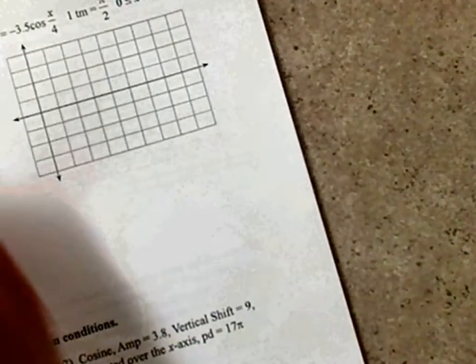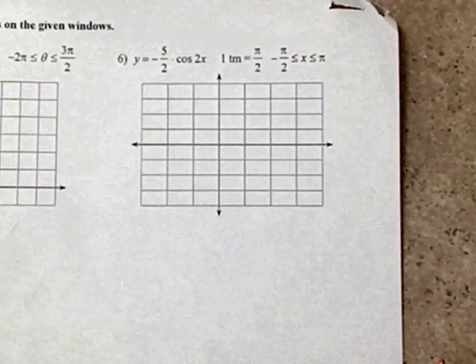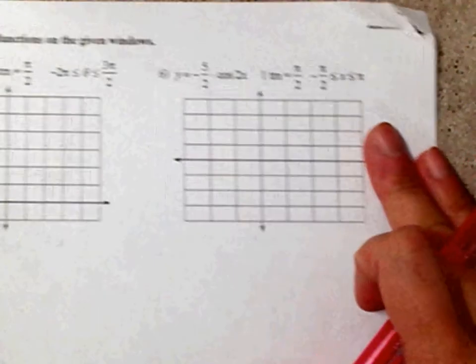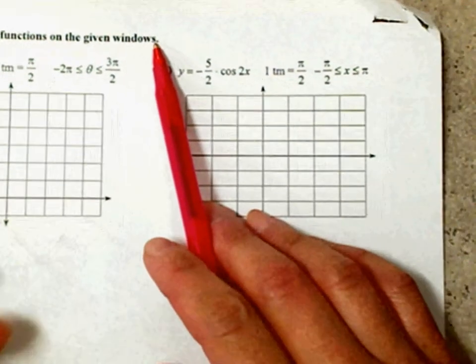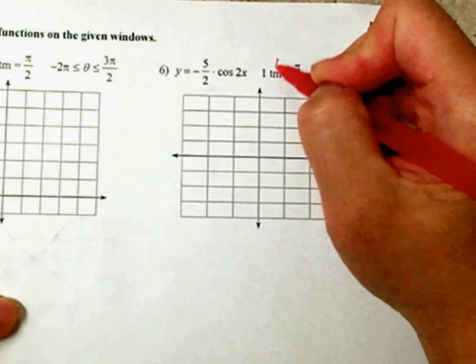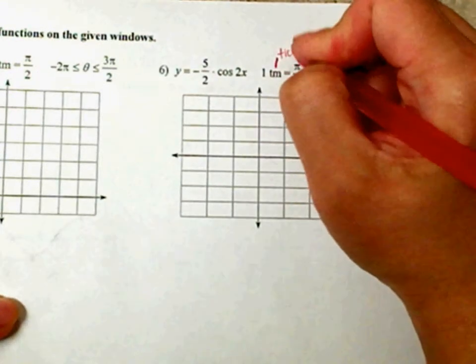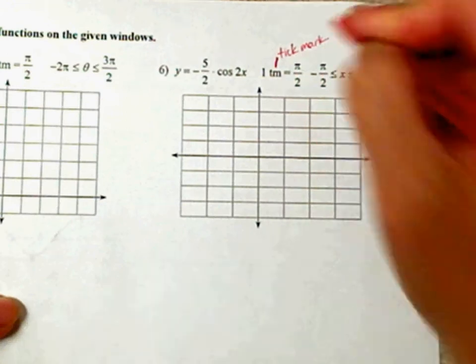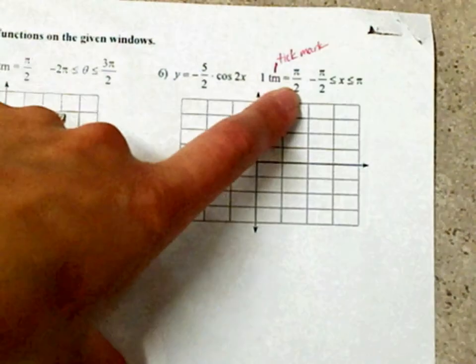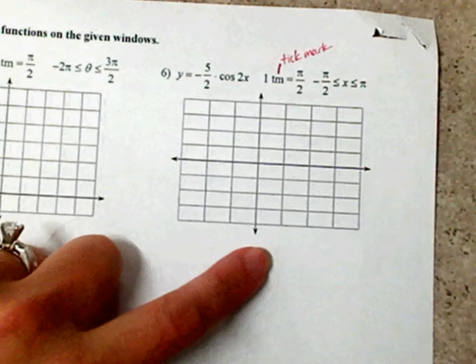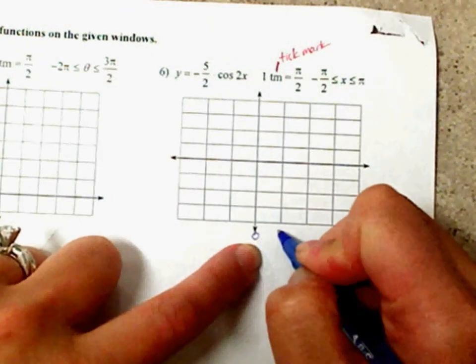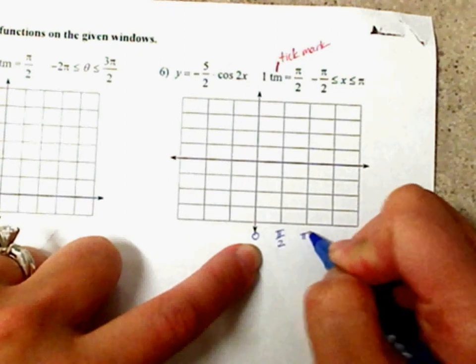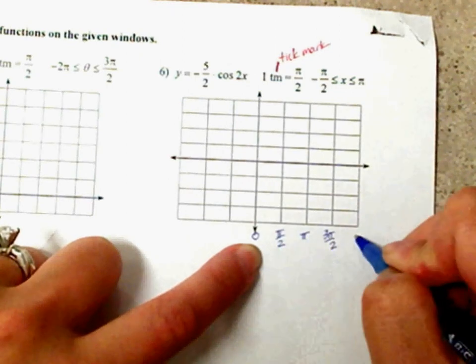Let's go to number 6. Okay? Number 6. Here we go. It says, graph the following functions on the given windows. Here we go. This right here means tick mark. It just means that each one of those tick marks is pi over 2. Since that information is given to you, you could go ahead and start labeling all your tick marks. Here is 0, pi over 2, this is pi, 3 pi over 2, and this is 2 pi, okay?